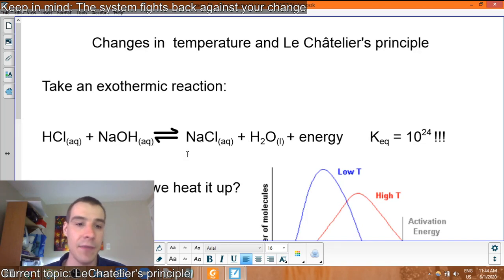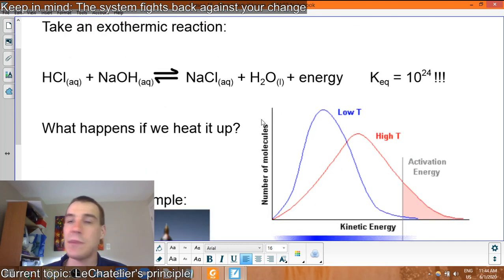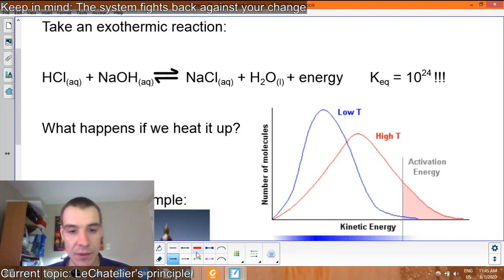Changes in temperature. Here's an exothermic reaction. It's very exothermic. It's very likely to go this way. If you heat it up, remember our Boltzmann coefficient. When we heat it up, more of the particles get to their activation energy. But there are actually 2 activation energies here, right? There is the reverse reaction activation energy as well. The forward reaction is exothermic, so it has a low activation energy. Exothermic reactions have a low activation energy. So most of the particles already have that amount of energy.